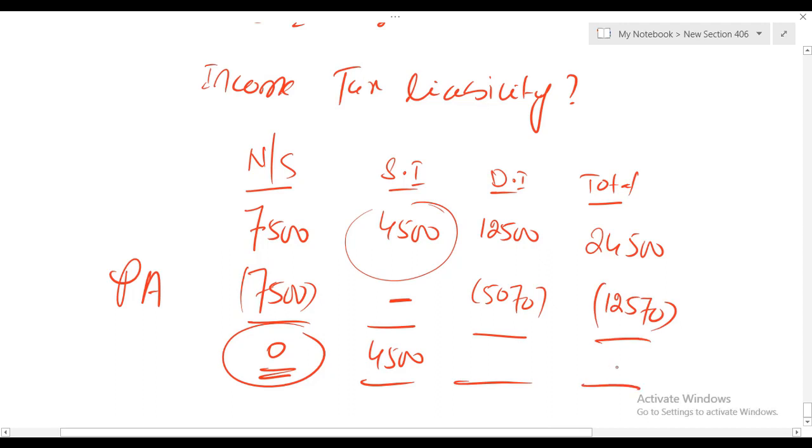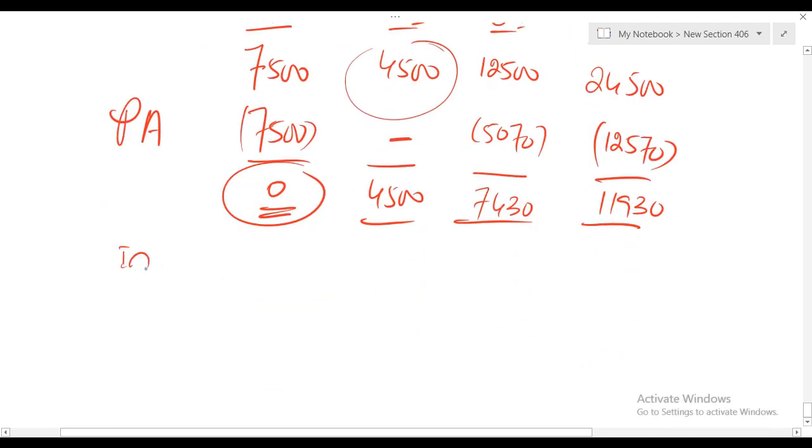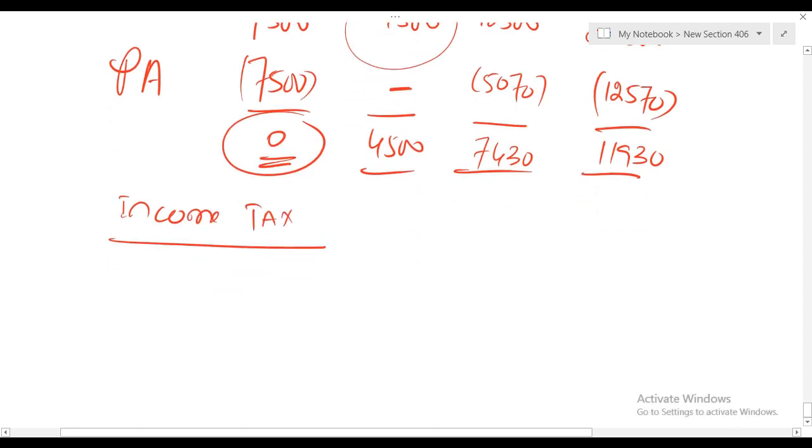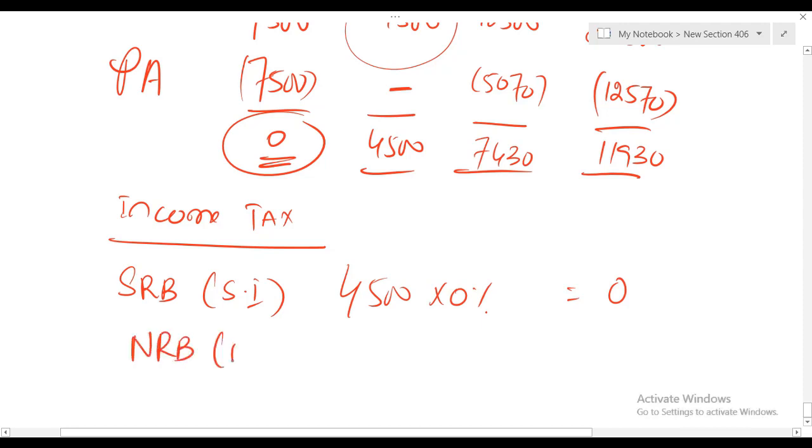12,500 minus 5070. It is 7430 plus this. Let us calculate income tax. Starting rate band, saving income. It is 4,500 into 0%, which is obviously 0. For dividend income, we know that every individual gets a nil rate band of 2,000. So nil rate band, dividend income, 2,000 into 0% is 0.